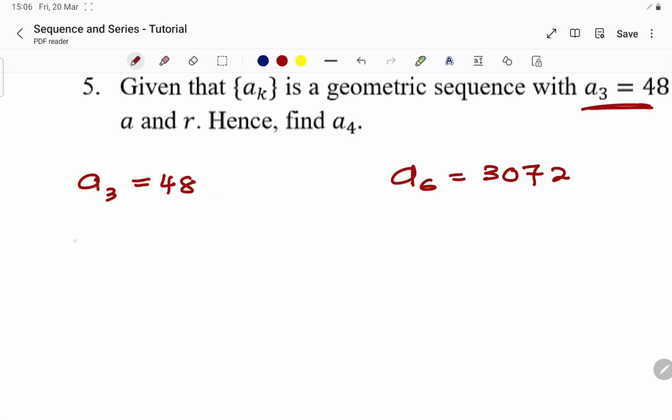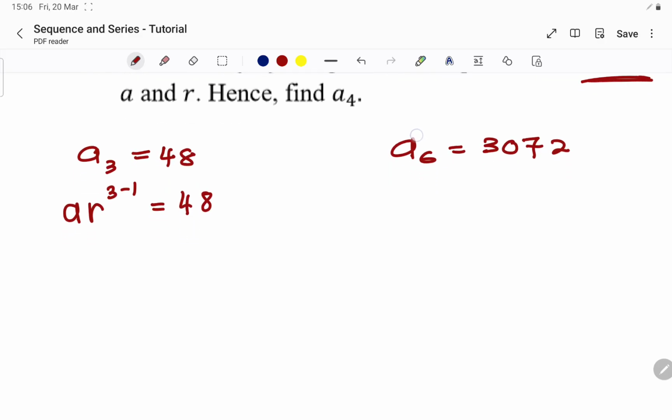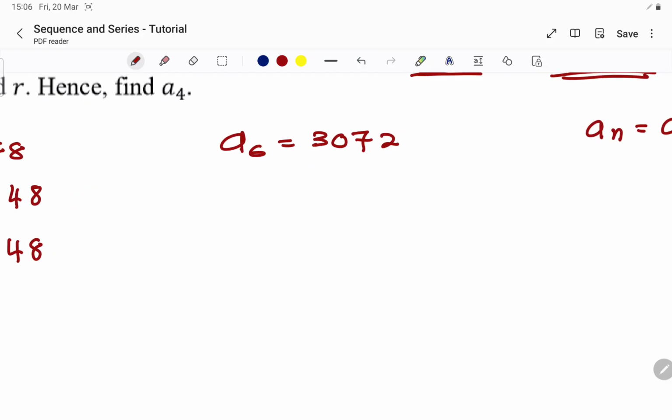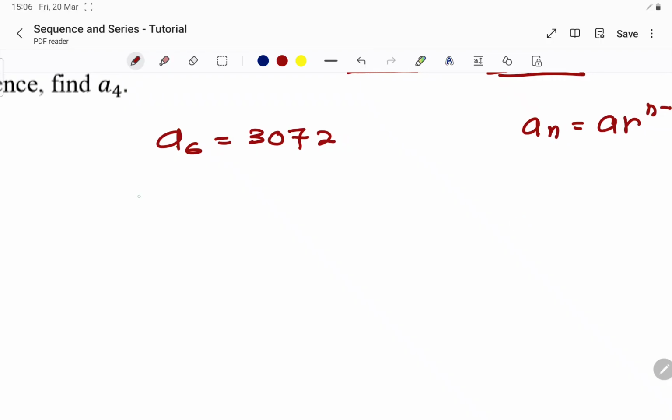So, A3 is equal to A multiplied with R to the power of 3 minus 1 equal to 48. You're going to get AR to the power of 2 equal to 48. Another one you're going to get A6. A6 you change to the formula of the nth term just now, which is A multiplied with R to the power of 6 minus 1, equal to 3072. And then here A multiplied with R to the power of 5 equal to 3072.